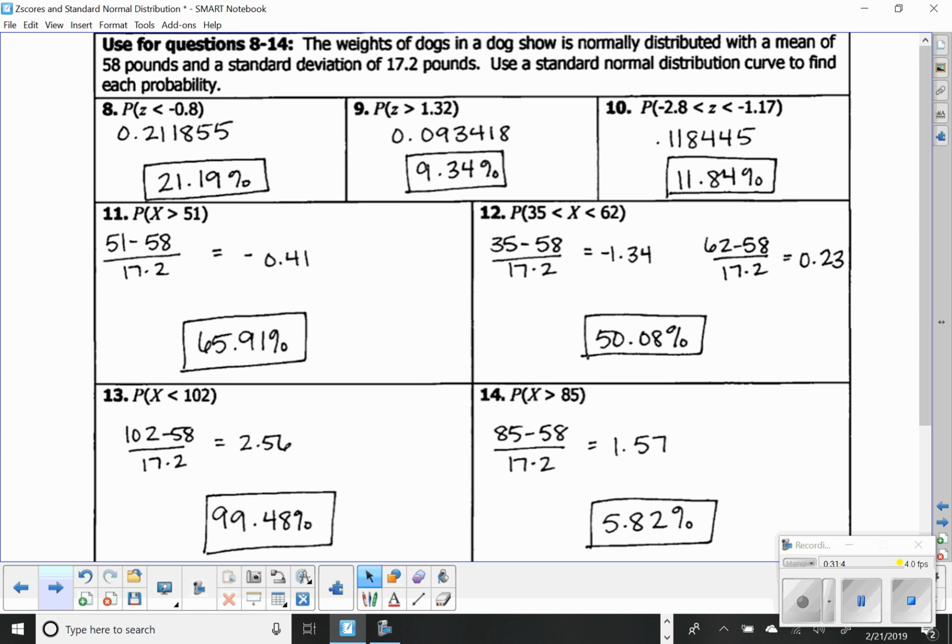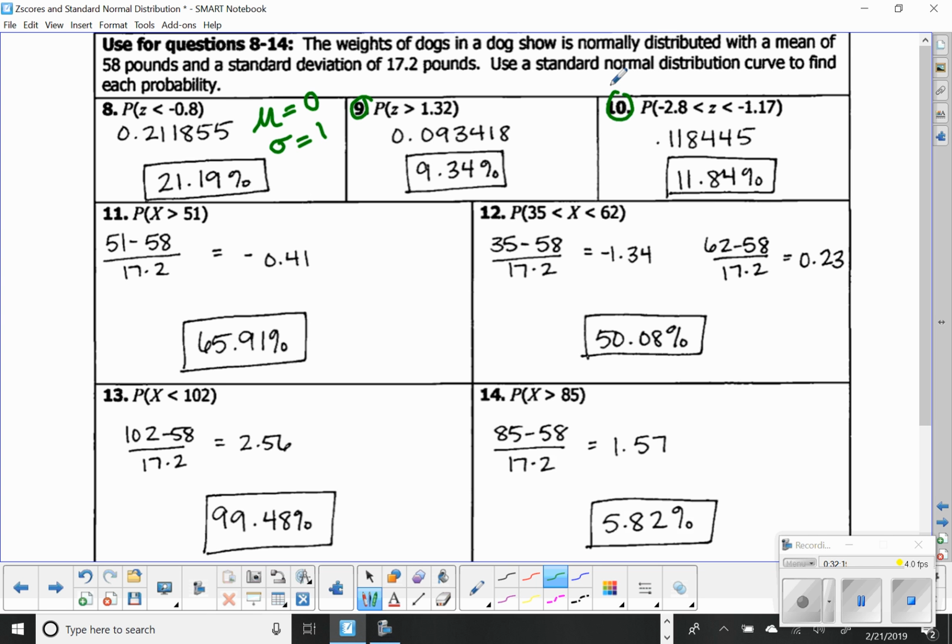Now, for questions 8 through 14, notice that 8, 9, and 10 are all referring to z-scores. Therefore, for each one of these, the mean is equal to 0, and the standard deviation is equal to 1 for 8, 9, and 10. So if you used your calculator, you used the value of z, mean of 0, standard deviation of 1, and then your max and min accordingly.